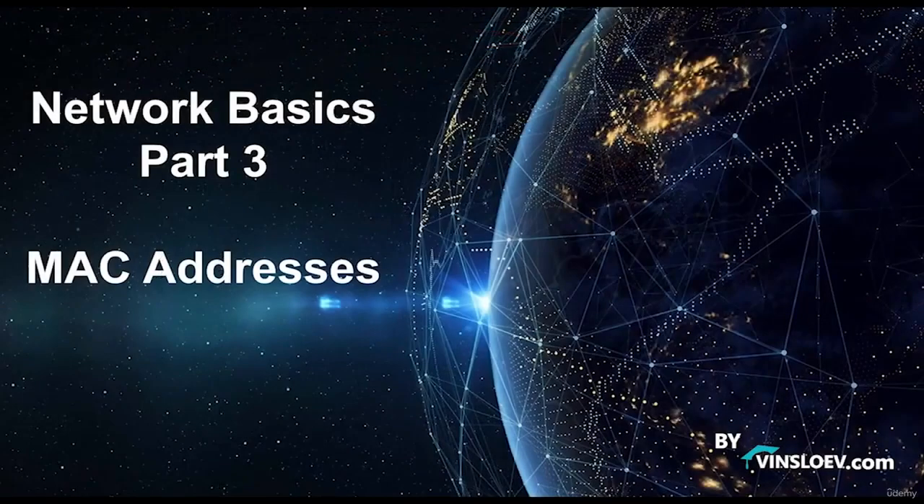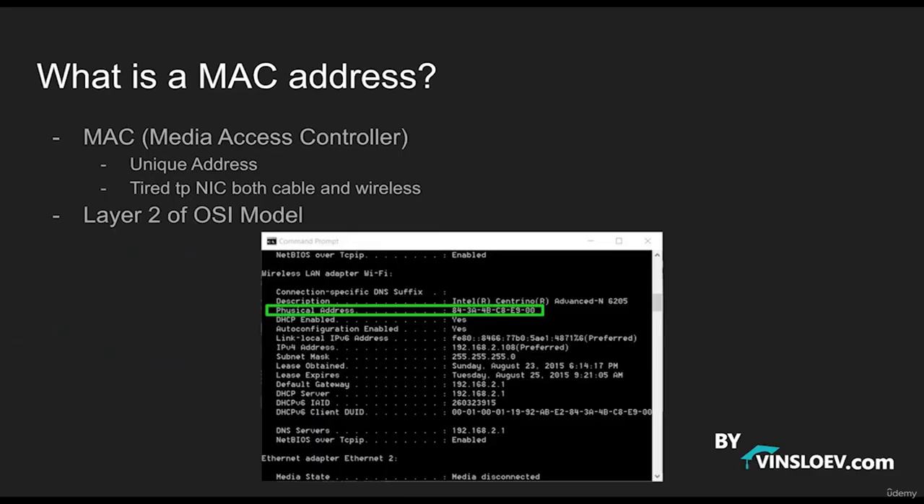In the last lecture we discussed IP addresses, so it is now time to define MAC addresses and what we use MAC addresses for. So what is a MAC address? MAC stands for media access control, and compared to IP addresses, it is a unique address that is hard-coded into our network interface card, and that is the case for both our cable card and our wireless card, meaning that it is a unique physical address.